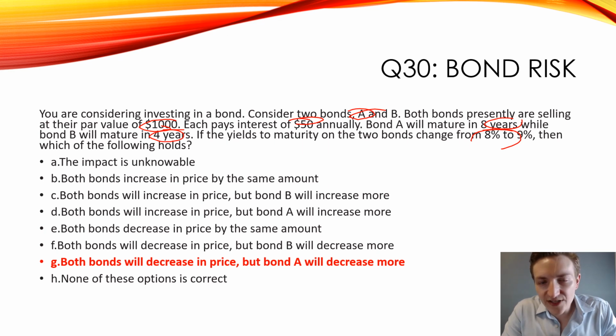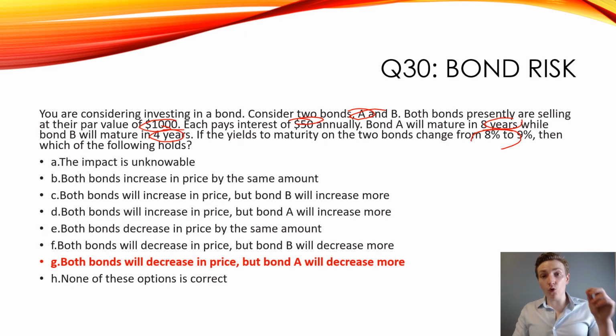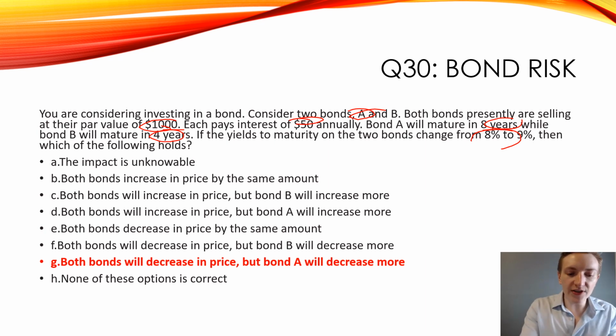Well, basically what we're being asked here is what happens when the yield to maturity increases and how are different bonds differently sensitive to changes in that yield. Now, we know the yield to maturity has gone from 8% to 9%. Tautologically, therefore, we know that the bonds are going to decrease in price. So we can automatically rule out a good number of our options here. So we know that the impact is knowable, so we can rule that option out. Now, the next one is the bonds increase in price by the same amount. Now, clearly the bonds do not increase in price.